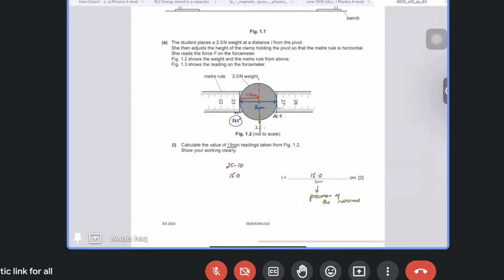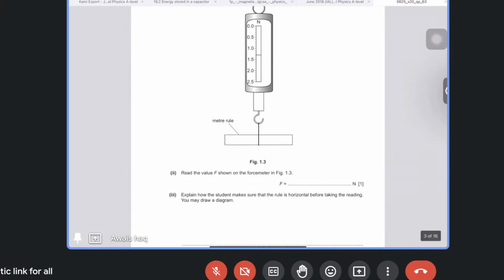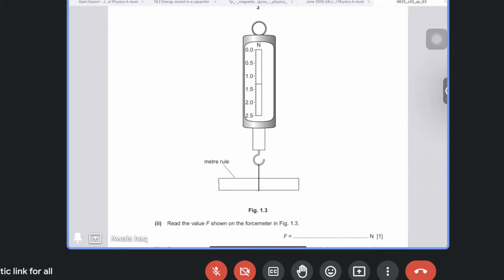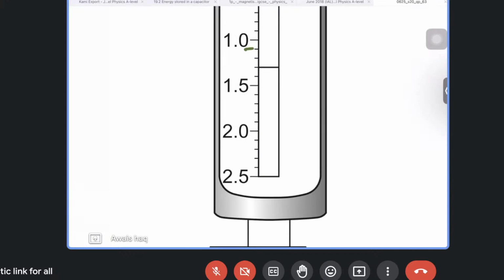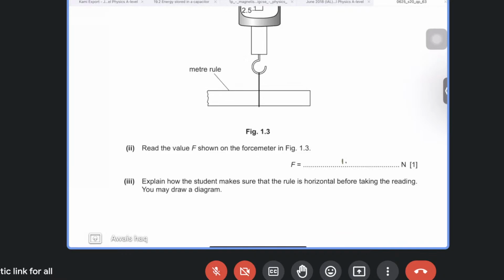Okay, then in the next part it says force meter: read the value from the force meter. This is also correct to 1 decimal place, and right now it's like 1.1, 1.2, 1.3. So it's going to be 1.3. I'm going to write 1.3, and that's it.